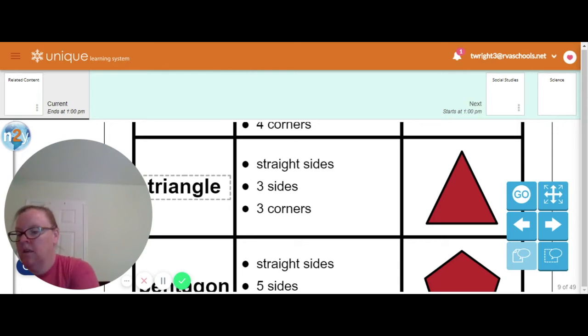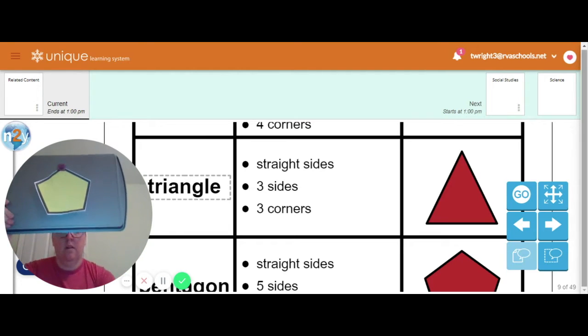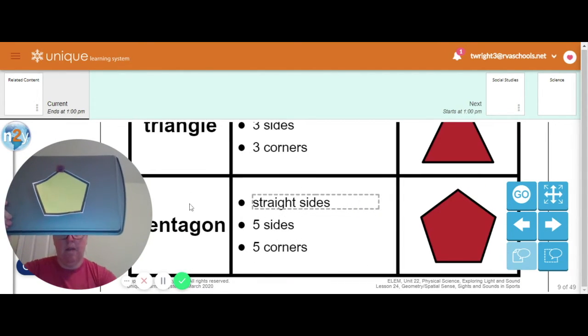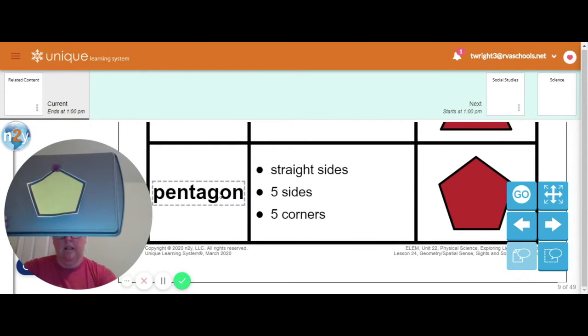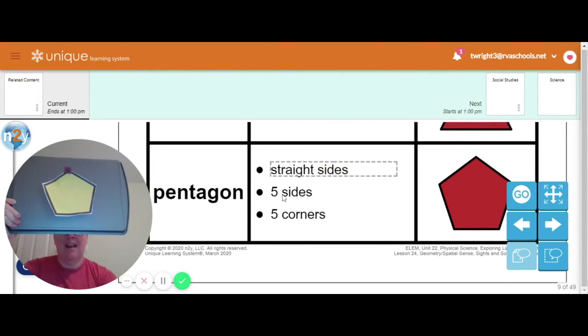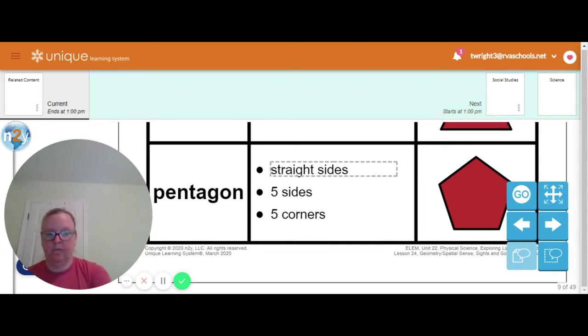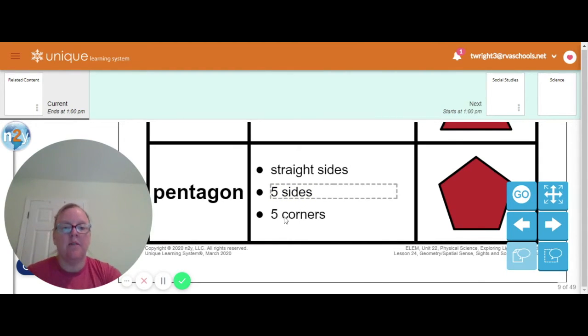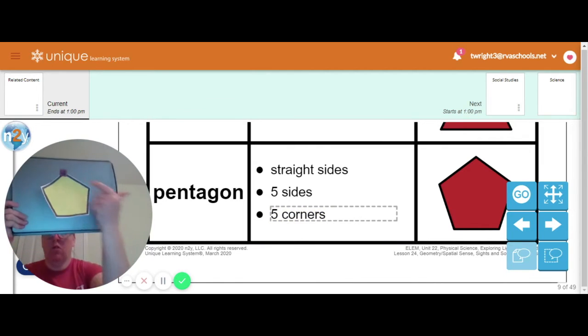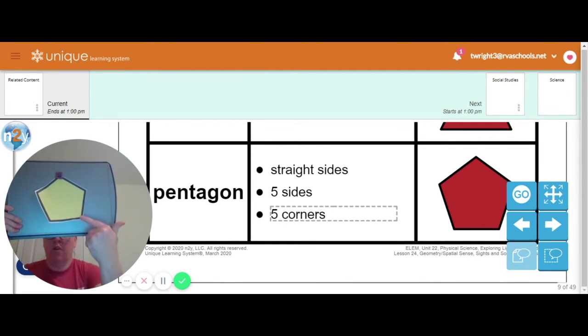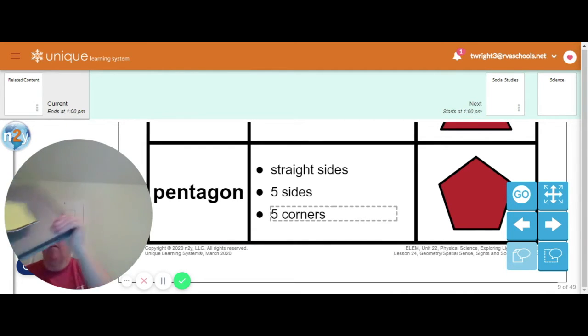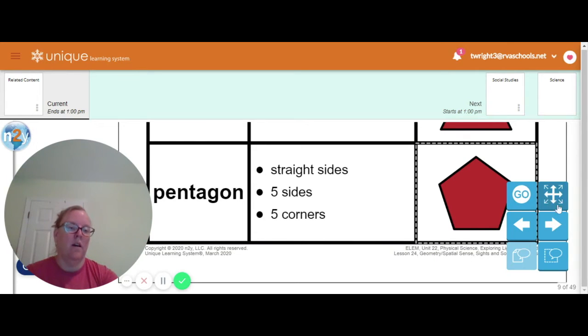Then last, we have our pentagon. Pentagon. And move this up for you so you can see it. It has straight sides. It has 5 sides. And it has 5 corners. Let's count the corners on this one. 1, 2, 3, 4, 5. Pentagon. All right.